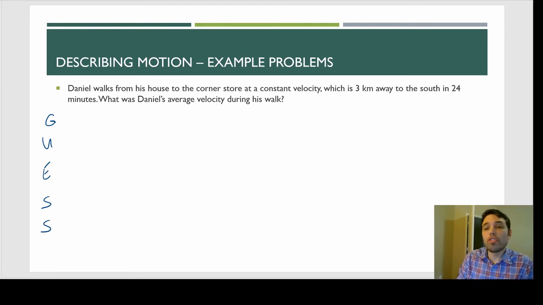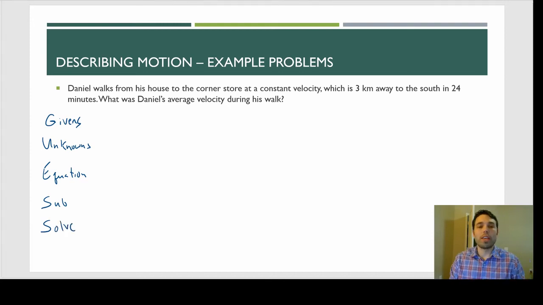All right, so what's the G for? G stands for givens. U is unknowns. The E is equation or expression. The first S is substitute, I'll just write sub, and then the final S is solve. All right, so this gives you the order of things that you want to try to do to solve pretty much any problem.